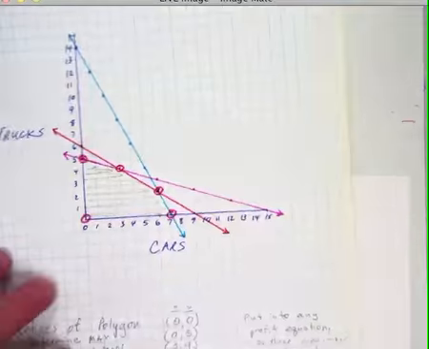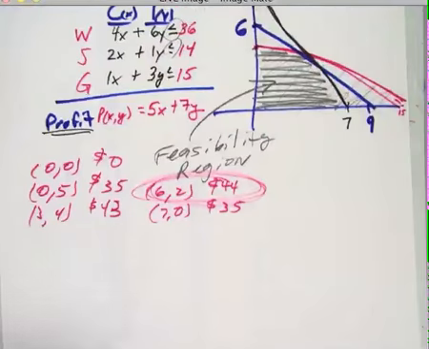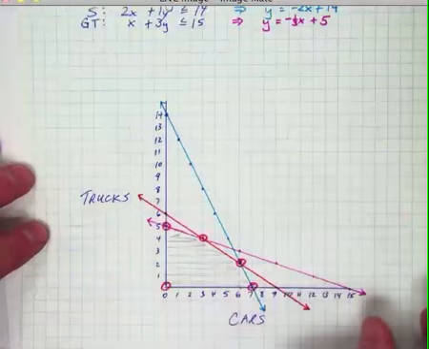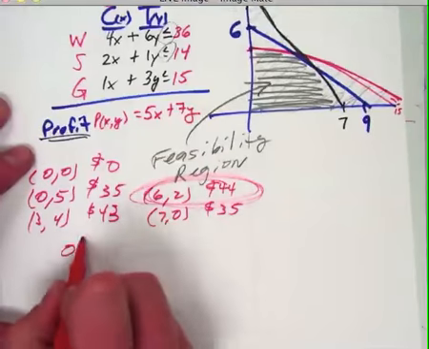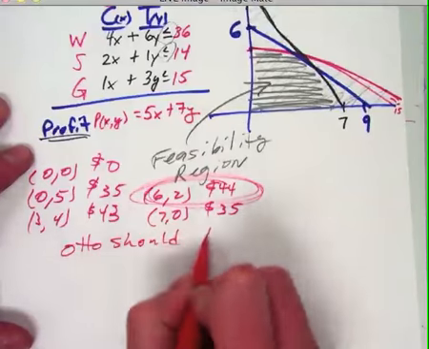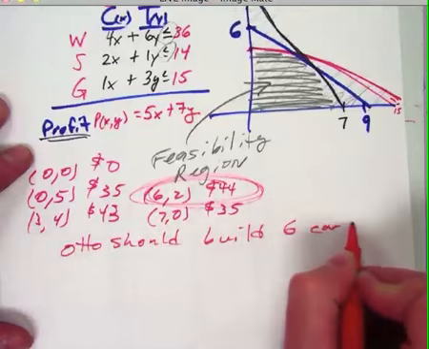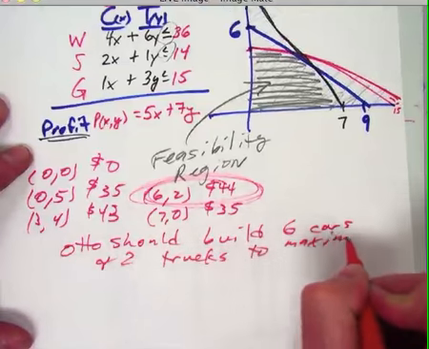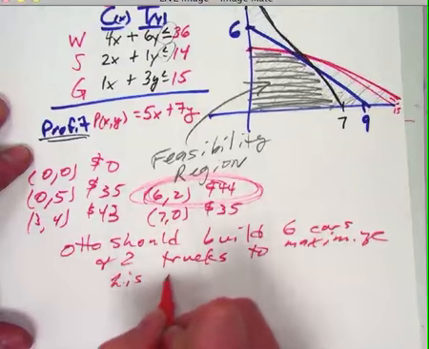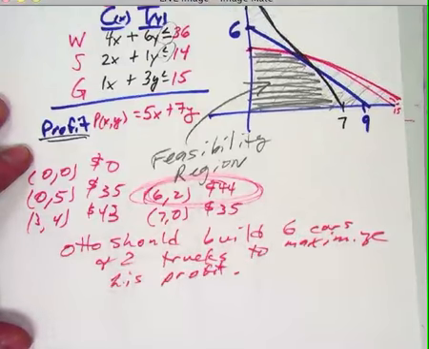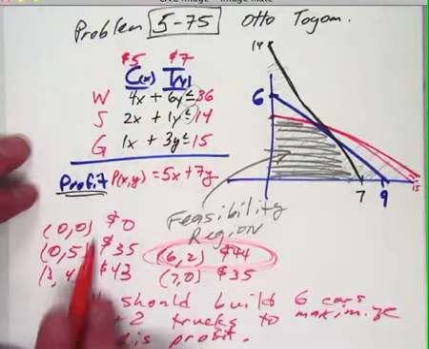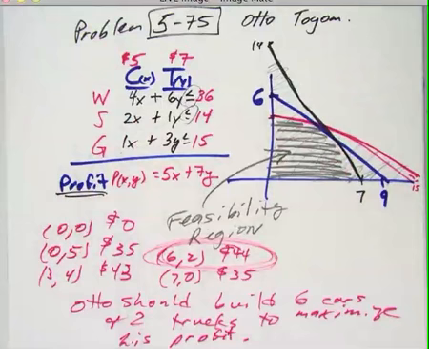So then what you would do is go back and answer the question. Anytime you do one of these linear programming questions, you need to be able to build the equations, you need to be able to graph them, you need to be able to find the vertices of the feasibility region, and then you need to be able to come up with a conclusion. Otto should build 6 cars and 2 trucks to maximize his profit, is what you would say at the end, because now you've got a conclusion statement and everything's finished up. So you need to be able to write the inequalities, graph them, find the vertices, plug those numbers in, calculate your profit, and you've figured out linear programming.